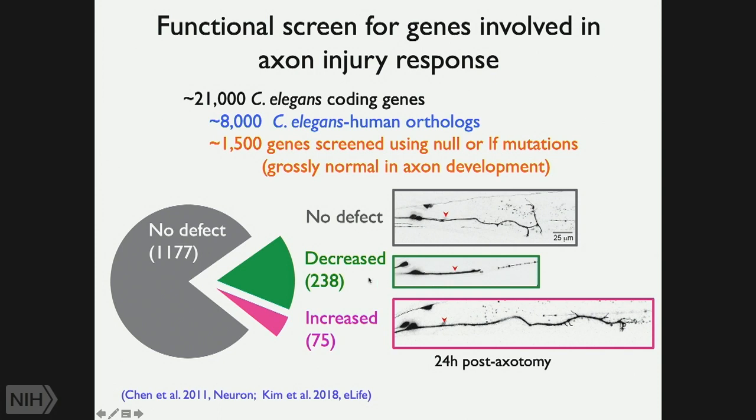We see about 15% of genes where loss of function results in decreased regrowth, and that means the gene normally promotes injury response. As you see here in the image, there's not much regrowth, there's very little branching. About 5% of genes ended up acting as axon regeneration inhibitors, because there is more exuberant growth, or total growth is greater compared to wild type.